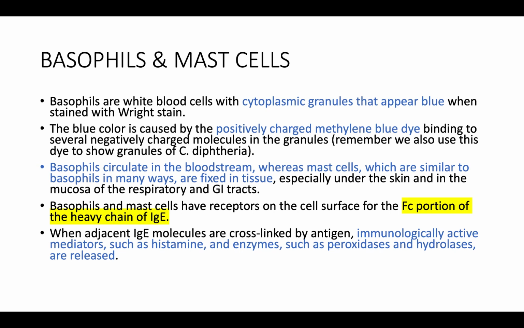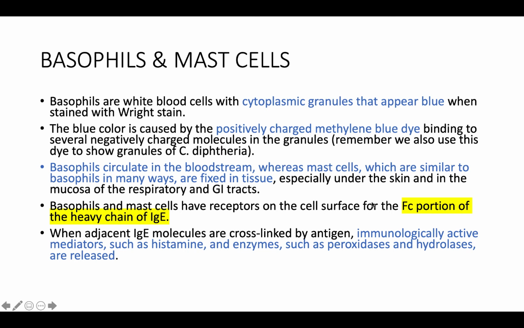Basophils and mast cells. These take up the basic dye, being positively charged, so they appear blue. Again, due to the granules they appear blue, and they circulate in the bloodstream. Mast cells resemble basophils, but they are fixed in the tissues, and both have receptors on the cell surface for the Fc portion of IgE, and this is where the release of histamine happens when there is cross-linking of IgE. So we know this.